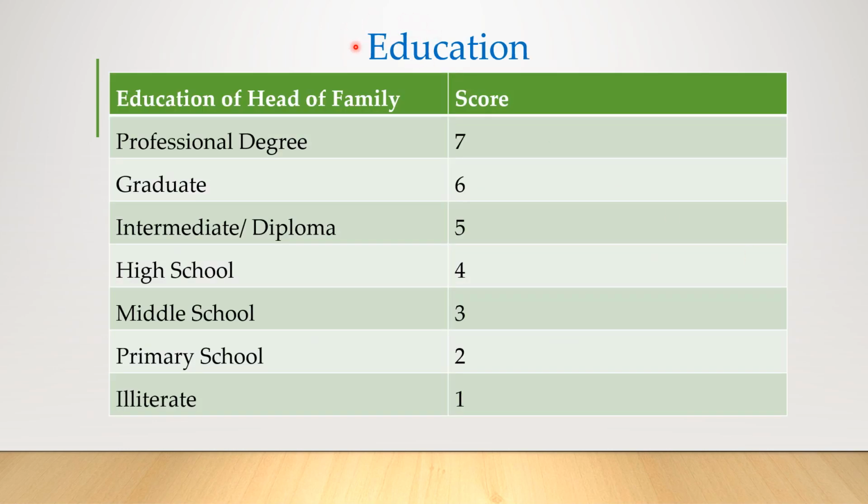Now let us look at the first variable, education. For the education of the head of the family, you can see the score on this side. If the head of the family has a professional degree, he or she gets a score of 7, and for a graduate level of education, the score is 6. For intermediate or diploma, it is 5. For high school the score is 4, for middle school 3, and for primary school 2. For an illiterate head of family, the score is 1.